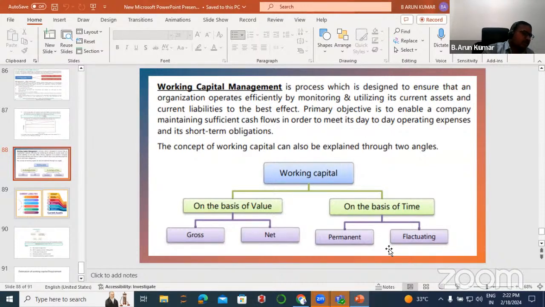Also stability of dividends: constant dividend per share, constant dividend payout ratio, and constant dividend per share plus extra dividend. This is also a very important question. Also study the bonus share and the stock split; these two terminologies are also very important questions.